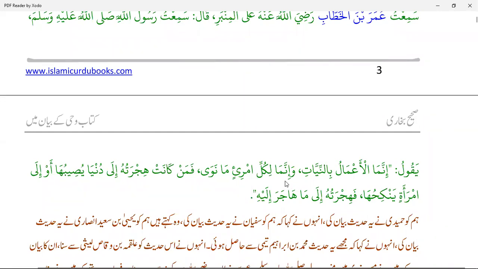Wa innama likulli imri'in. And indeed, for each man, wa ma nawa, is what he intended. Faman kanat hijratuhu, so the one whose migration was ila dunya, to the world. Okay.